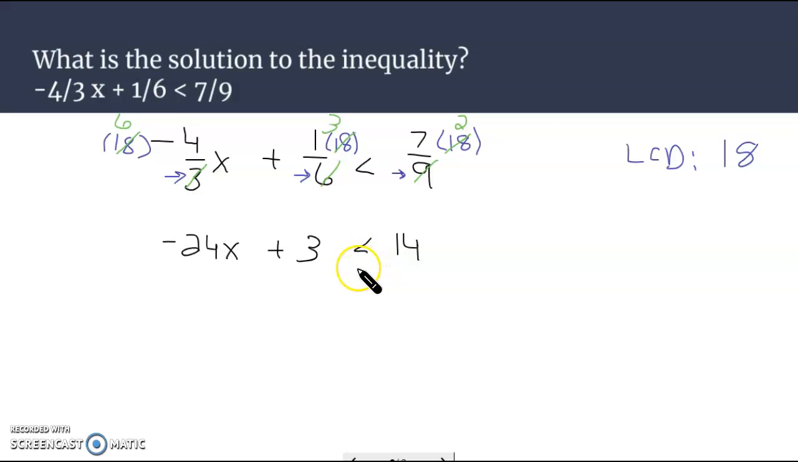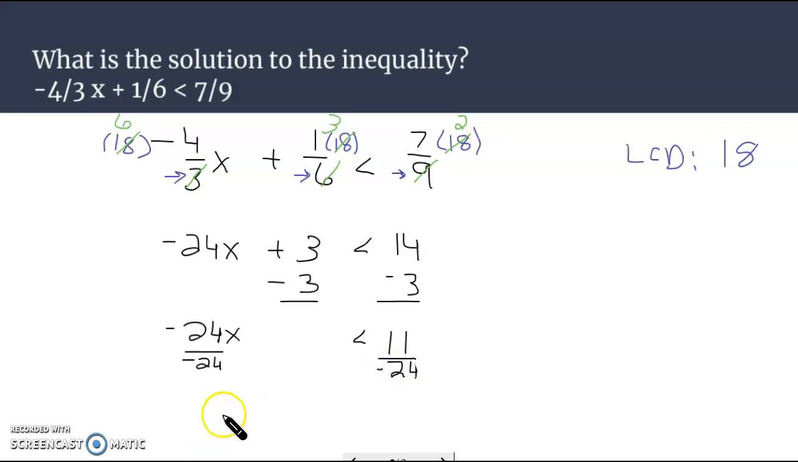Alright, let's go about solving this. First thing we're going to do is take away 3 from both sides. 14 minus 3 is 11. We're still left with negative 24x. I'm now going to divide both sides by a negative 24, as you can see here.